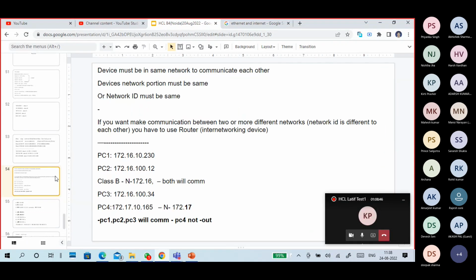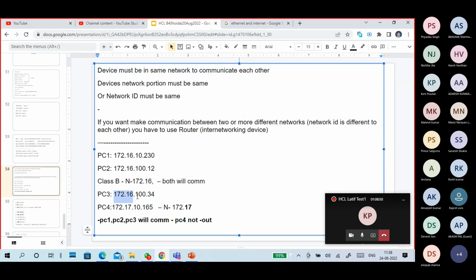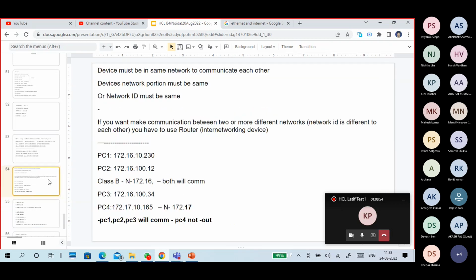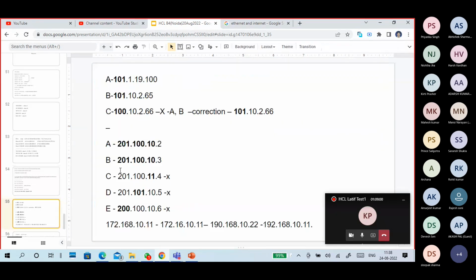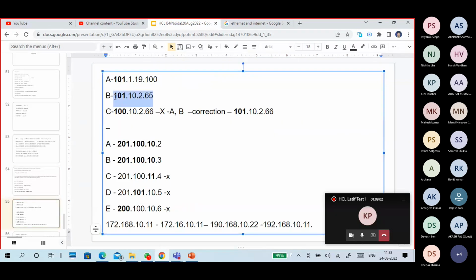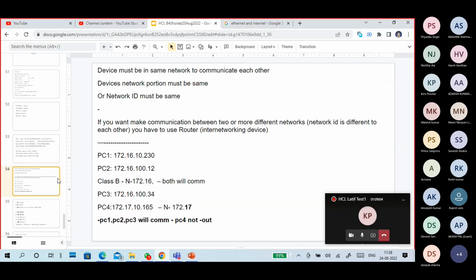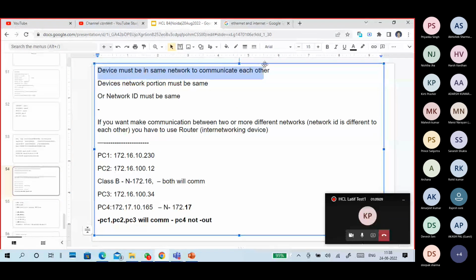In a class B, the first two portions must be the same for all devices, so then they will communicate with each other. And there is a very good question: if one PC has one class and another PC has a different class, what will happen? They won't communicate with each other, because this is the rule. Devices must be in the same network to communicate. The network portion must be the same.